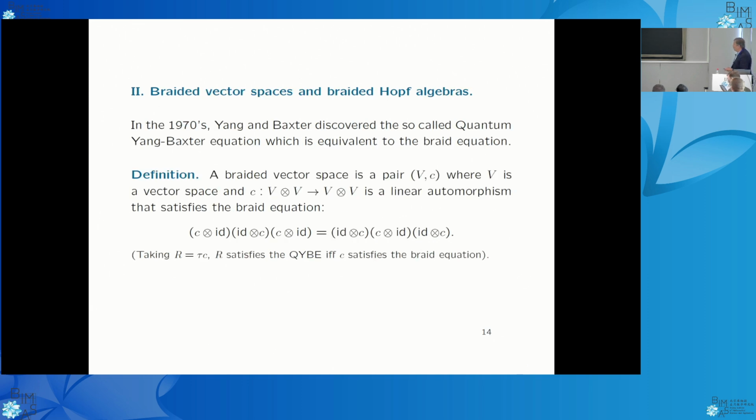Okay, now I will give some terminology trying to fill the gaps of what I said before. First of all, let me recall the Yang-Baxter equation, which is well known to all of you. And I will use the terminology that a braided vector space is a pair (V, c), where V is a vector space and c is an automorphism that satisfies the braid equation. And the braid equation is this one, and it's equivalent to the quantum Yang-Baxter equation by the rule R equal to tau c, where tau is the usual transposition. Then R satisfies the quantum Yang-Baxter equation if and only if c satisfies the braid equation.